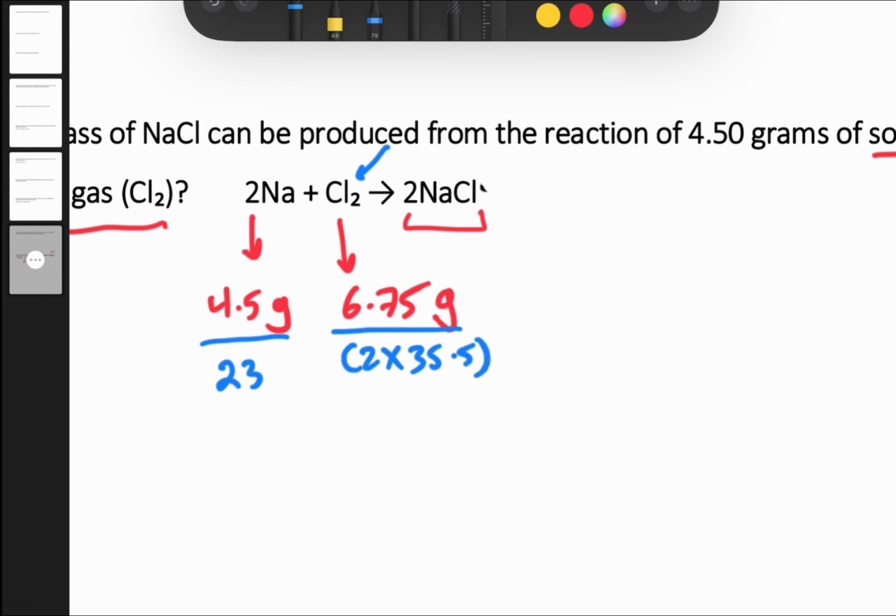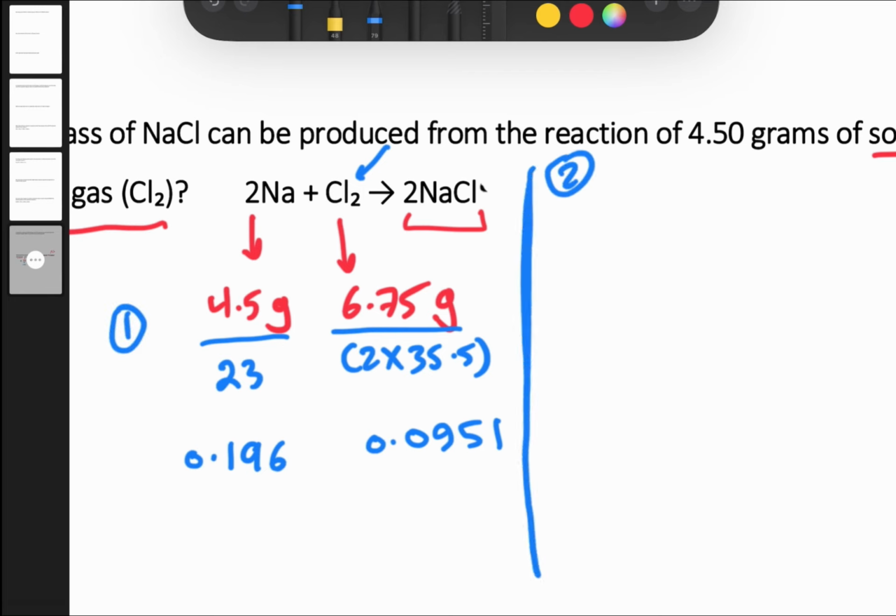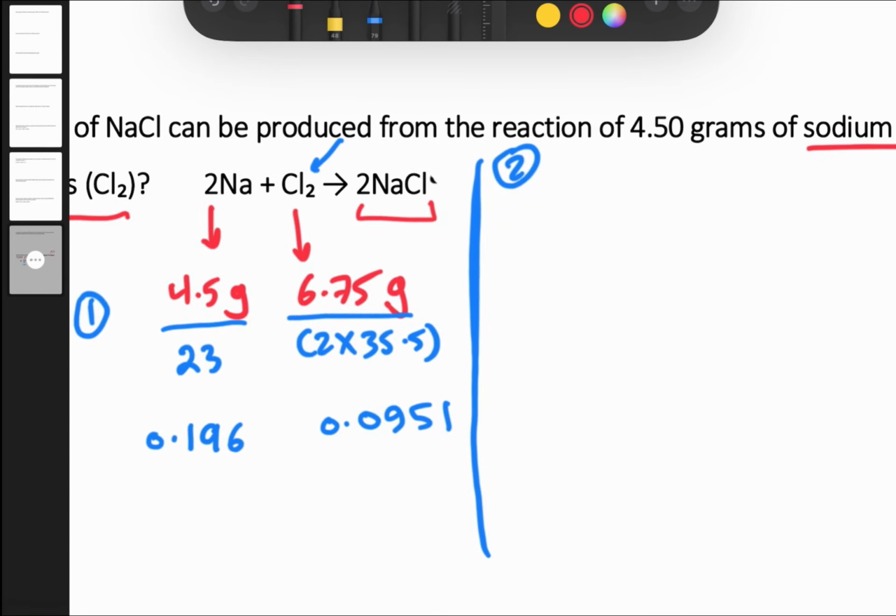The moles of Cl2 are equal to 0.0951. And the moles for sodium are equal to 0.196. Now you have the moles. Okay, this is the first step. The second step is making a ratio 2 times. We're going to make a ratio 2 times.